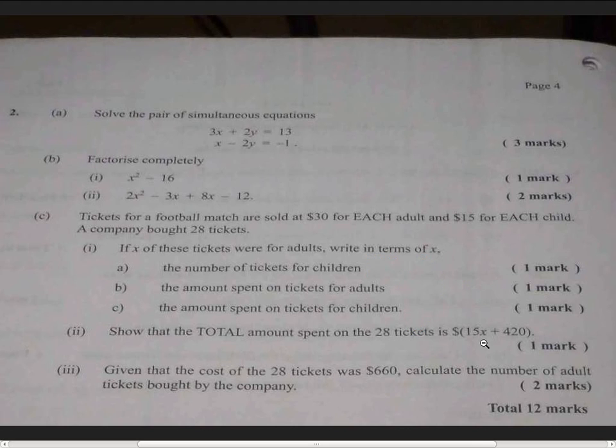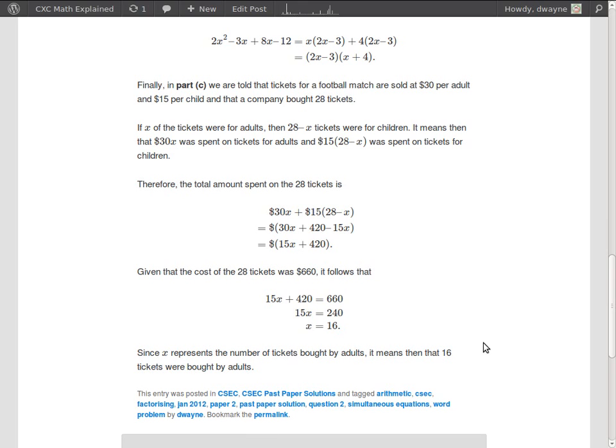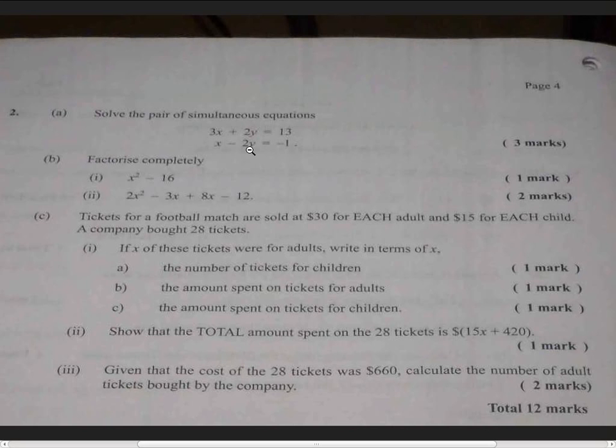So let's clear this and go back to this page, and we'd see those calculations. So if X tickets were for adults, then 28 minus X tickets were for children, and so it means that 30 times X was spent on tickets for adults, and 15 times 28 minus X was spent on tickets for children. I hope that makes sense.